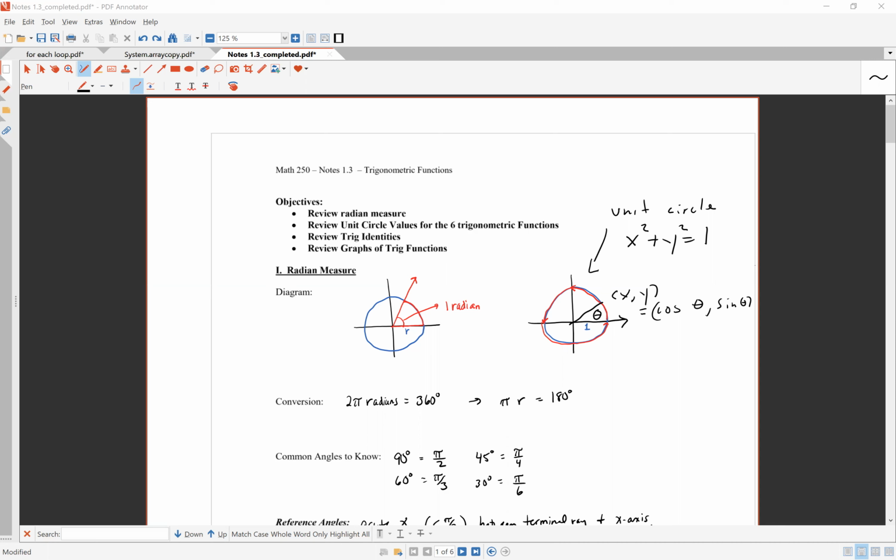And then on the unit circle, we know the equation for the unit circle is x squared plus y squared equals 1. So maybe this is an easier way for you to remember cosine and sine. Cosine is really just the x coordinate on the unit circle, and sine is the y coordinate on the unit circle. And of course, that's where we get that famous identity, cosine squared plus sine squared equals 1.